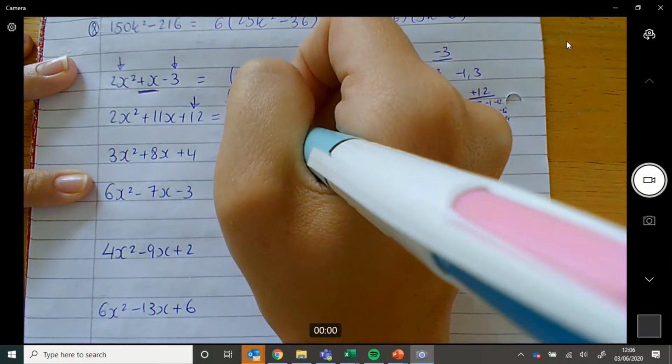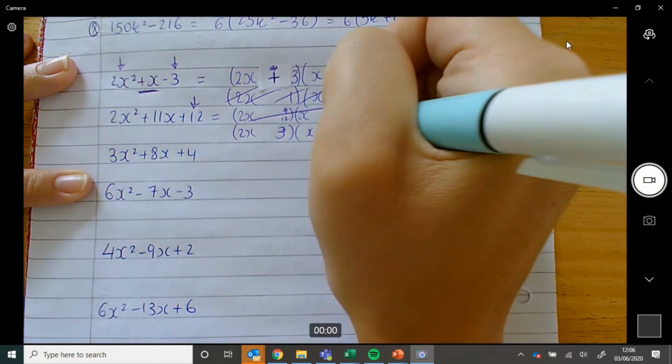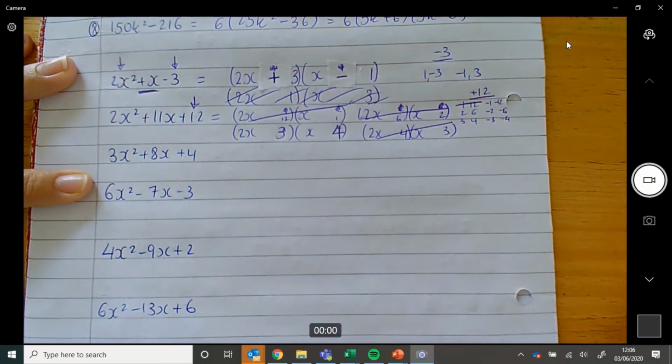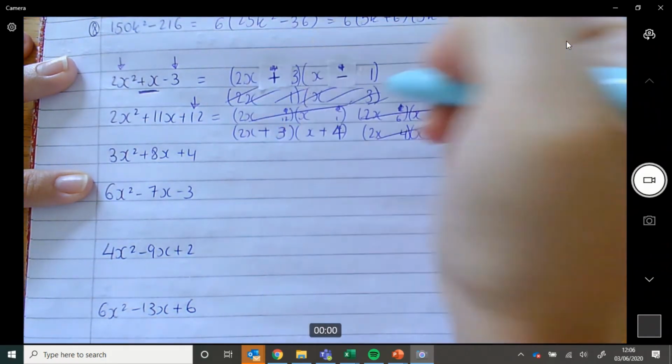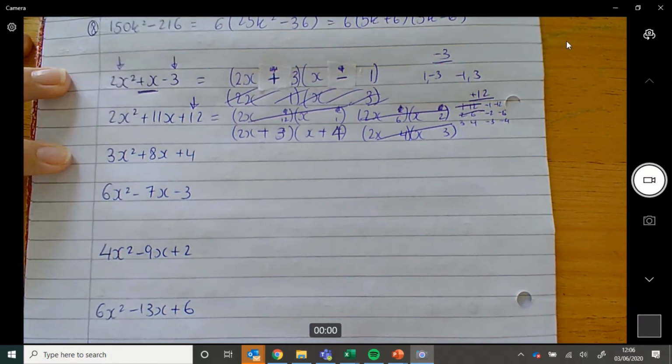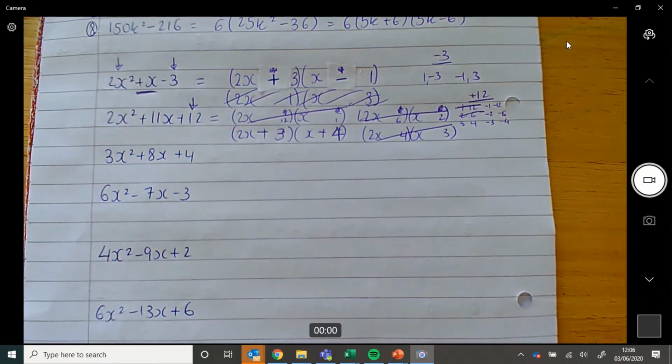So it has to be a 2x with a 3 in one bracket and the x with a 4 in the other bracket. It's going to be both the positive ones because it makes 11x. It needs to be positive there. Okay, so as you can see, it's not particularly quick, it's not particularly nice, it's not particularly easy. The only way you're going to get better at these sorts of questions is by a lot of practice.